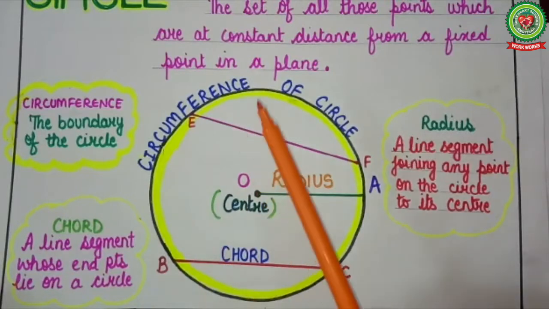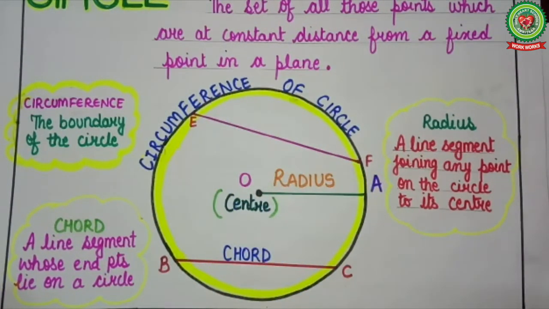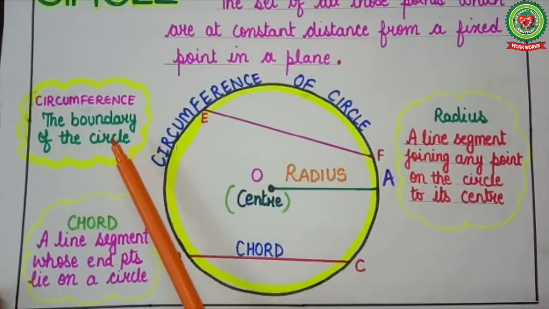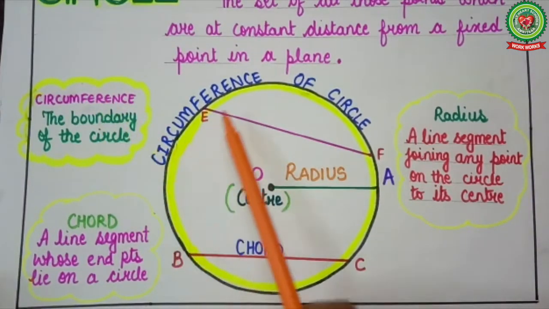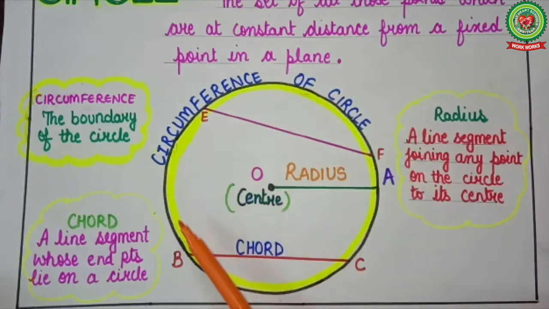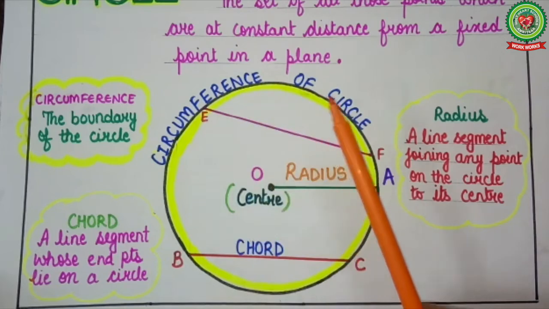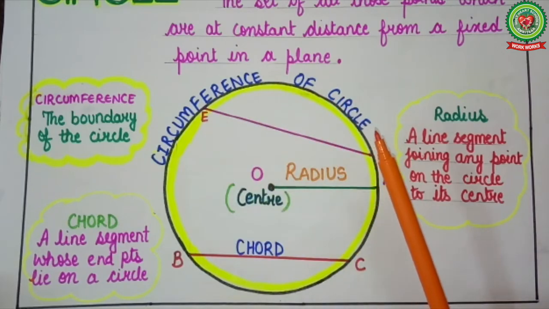Now we know that boundary of a figure is known as perimeter. But boundary of the circle is known as circumference of circle. So this is the boundary of the circle. It is known as circumference of circle.